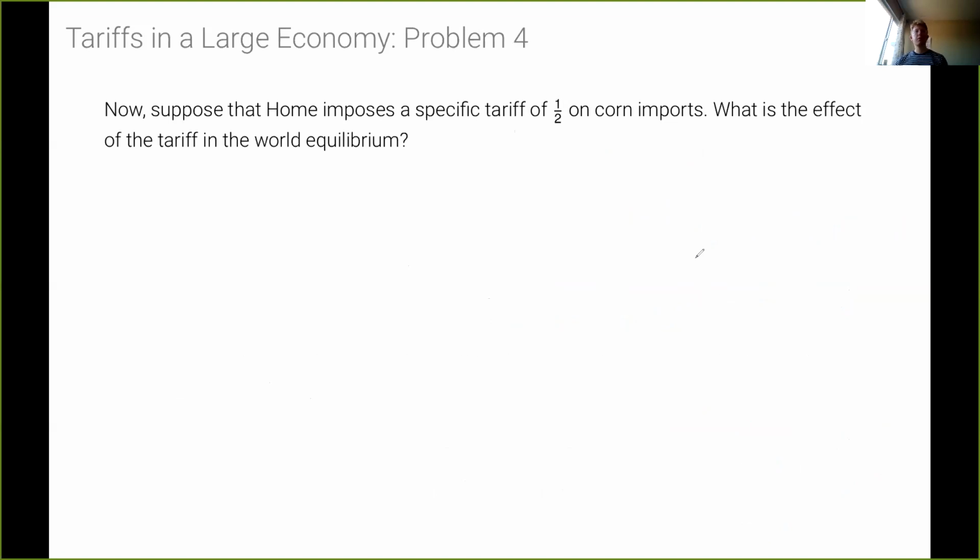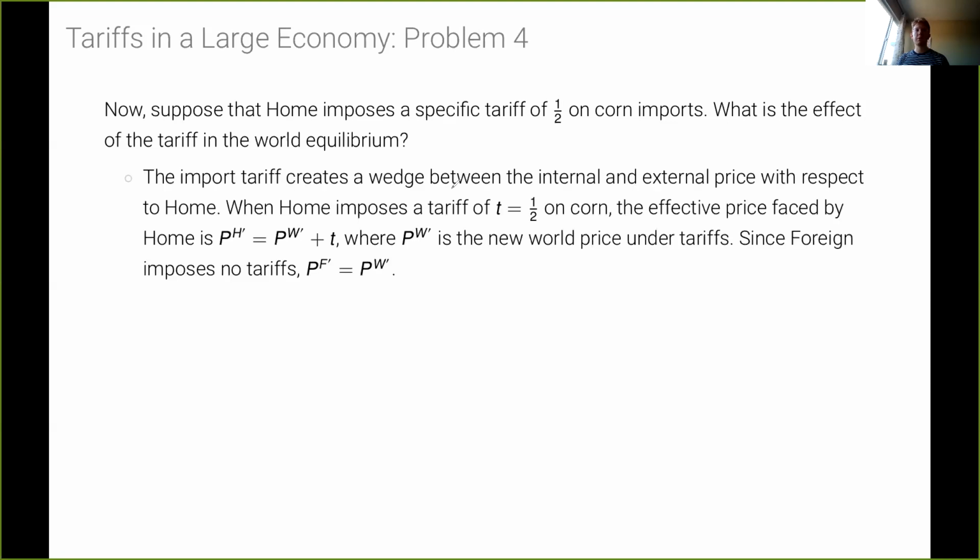Okay, so now moving on to problem 4, let's suppose that home is going to impose a specific tariff of 1/2 on corn imports. What we want to figure out is the effect of the tariff in the world equilibrium. This import tariff is going to effectively create a wedge between the internal and external price with respect to home. So when home imposes a tariff of 1/2 on corn, the effective price faced by home is going to be whatever this world price is plus this specific tariff T.